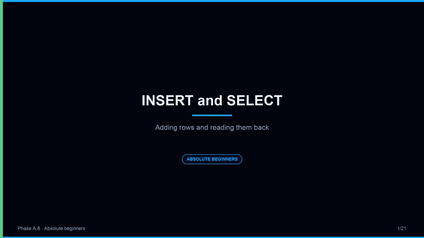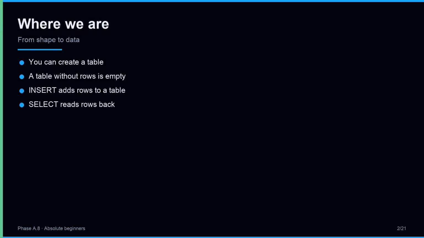Insert in, select out, here is where you stand. Last lesson you connected to app.db, opened a cursor, and ran create table for users. The table now exists inside the file. But a table with no rows is just a skeleton. It is columns defined, but no data inside. To make the table useful, you need to add rows. That is what insert does. And to confirm what you stored, you need to read rows back. That is what select does. Today you learn both. Two commands, one goal: real data in a real file.